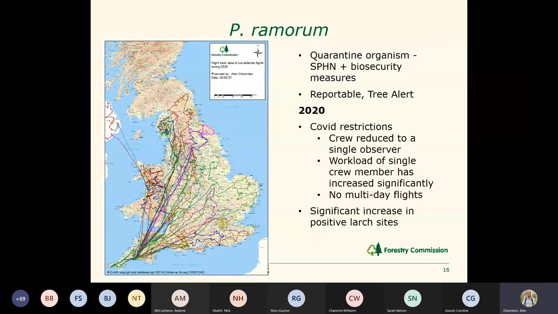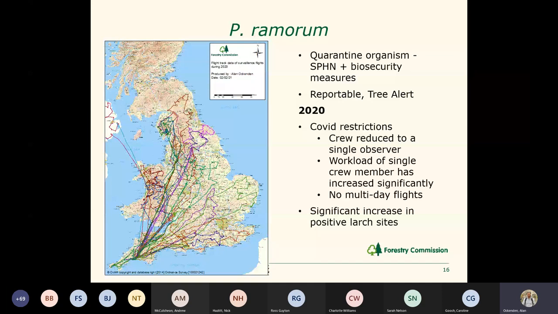So thinking about control measures and our surveys for them. Ramorum is a quarantine organism, and as such, it's subject to statutory control, and that's achieved through statutory plant health notices. There are also biosecurity measures attached to those as well. It is also a reportable organism, so if you suspect that you might have ramorum on site or you've seen some symptoms, if you can report that through Tree Alert, that'd be great. Nice quality pictures as well really help for the triaging of those reports.